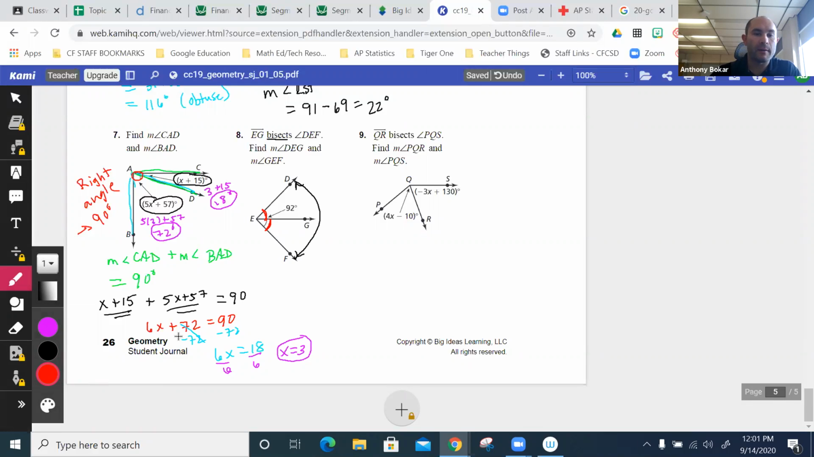and GEF. So according to our picture, that 92 applies to this whole angle here. So if it bisects it, that means if I divide 92 by 2, 46, this angle on top should be 46 degrees, and this angle on the bottom should also be 46 degrees. And there you go. There's angle DEG and GEF. It's just half of 92 degrees.